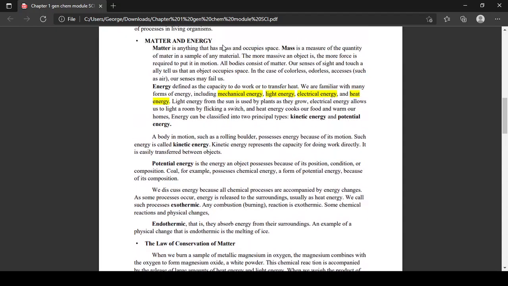Energy can be classified into two principal types. Energy can be classified into two principal types. You have your kinetic energy and potential energy. So a body in motion, kids, such as a rolling boulder, possesses energy because of its motion. Therefore, it is called kinetic energy. Kids, all that moves has energy. A body in motion, such as a rolling boulder, has kinetic energy.